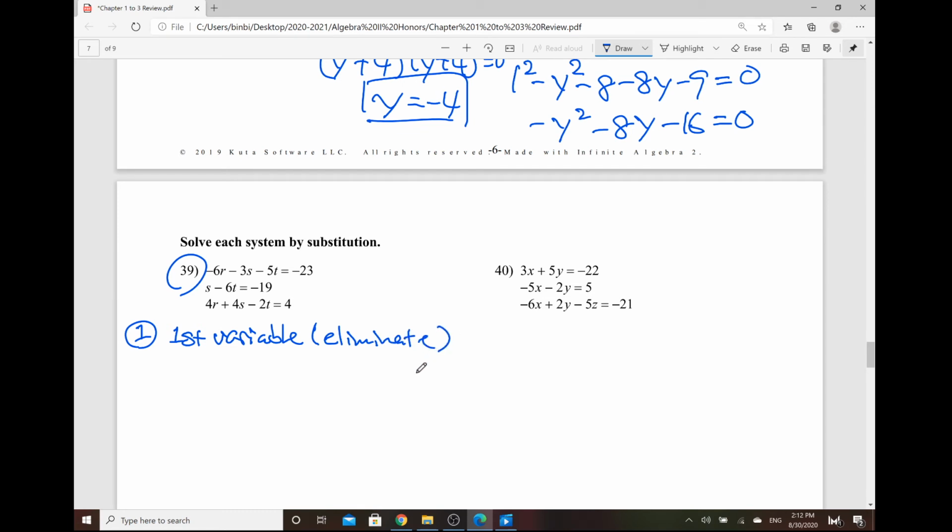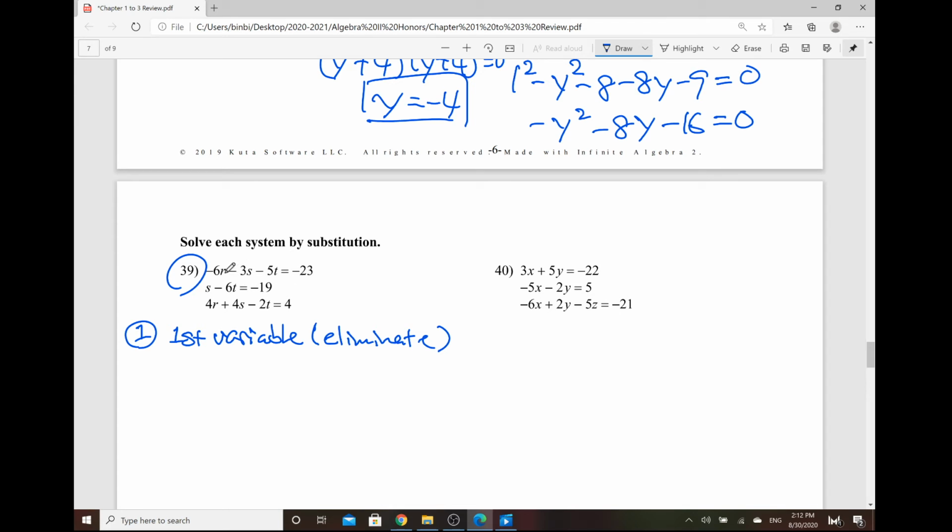So the first variable that I would like to eliminate here, so compare the equations. For the first one, we do have 3 variables r, s, t. The second equation, we do have s, t. And then the third equation, we do have r, s, t again. So it looks like we want to cancel out the r. Okay? So once we cancel out that r, we can just combine it with the second equation.